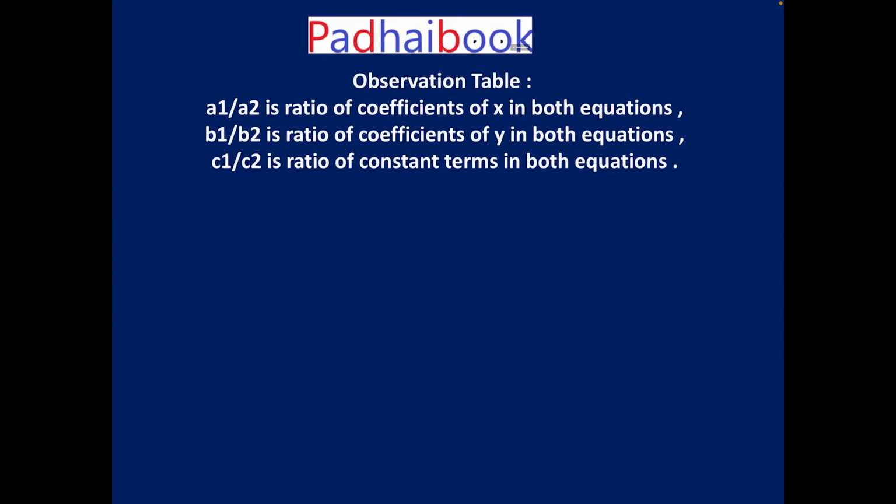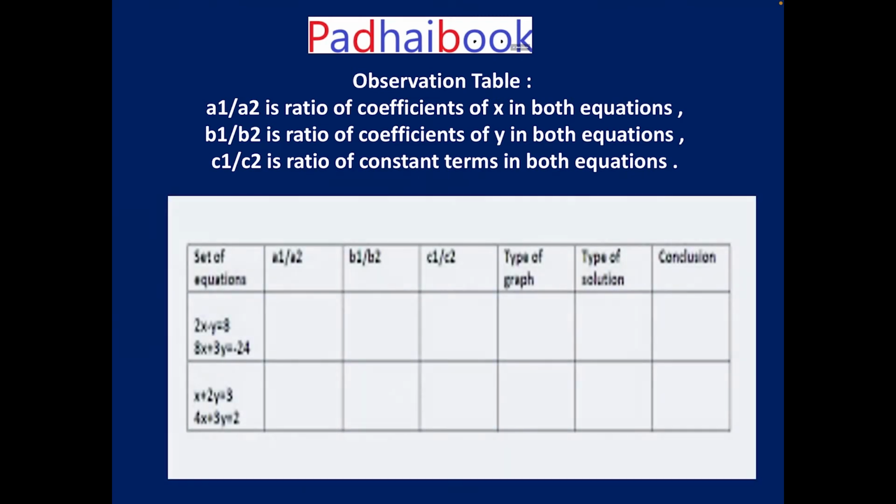So here we have the observation table. A1 by A2 is the ratio of the coefficients of x, B1 by B2 is the ratio of the coefficients of y, C1 by C2 is the ratio of the constant terms. We are going to make this table for the observation. A1 by A2 will be 2 by 8, the coefficient of x. Similarly, B1 by B2 is minus 1 upon 3 and C1 by C2 is 8 upon minus 24. Right?